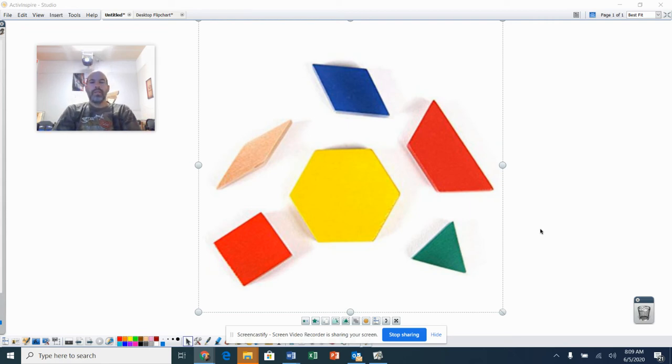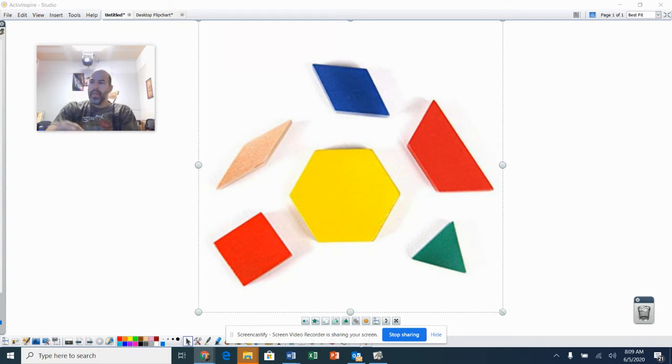Good morning, Room 32. Today I'd like to take some time to share with you our lesson, which is Module 12.6, and the title is Angles, Comparing Using Non-Standard Units.